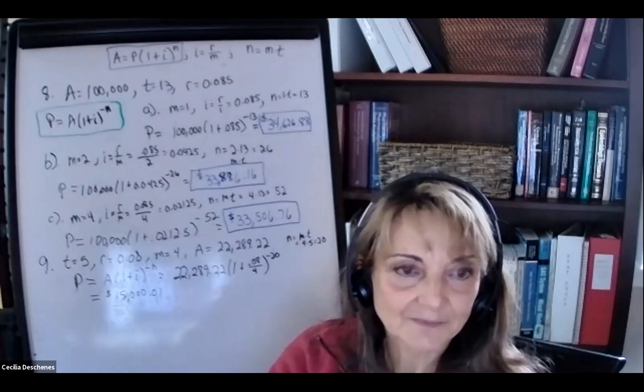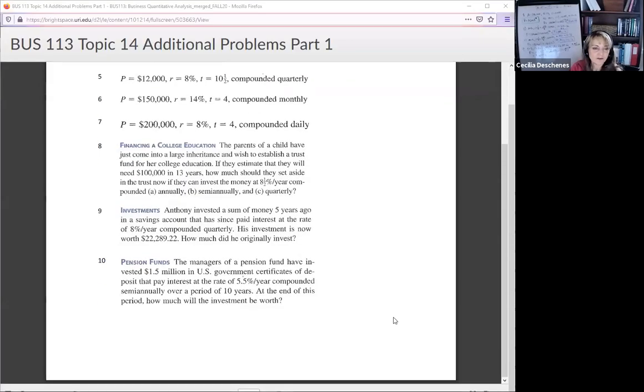Let's read what that says. Pension funds. The manager of a pension fund, and I'm going to have to erase over here, but let's read about what we're asked to do first. The managers of a pension fund have invested $1.5 million in U.S. government certificates of deposit that pay at a rate of 5.5% per year, compounded semi-annually over a period of 10 years. At the end of this period, how much will the investment be worth? Right. Well, that is a fairly straightforward compound interest formula.